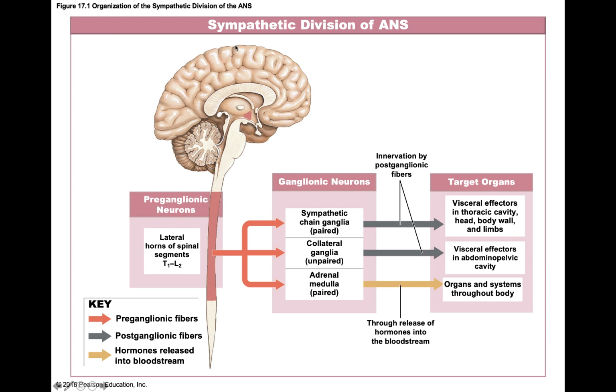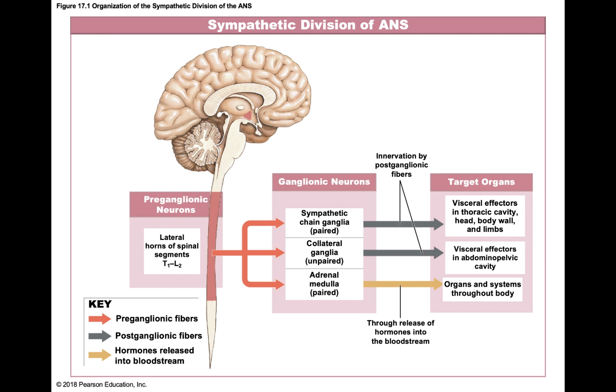Sympathetic division, we said it starts from T1, thoracic 1, to L2. So that's where the location is for sympathetic neurons. This is where it's emerging from. So the preganglion axons are going to arise from here, and then there are 3 sites where they can go. Most of them are going to go to the sympathetic chain ganglion, and that's paired, that means found on both sides of the spinal cord or the vertebral column.